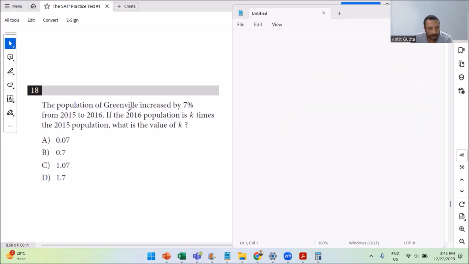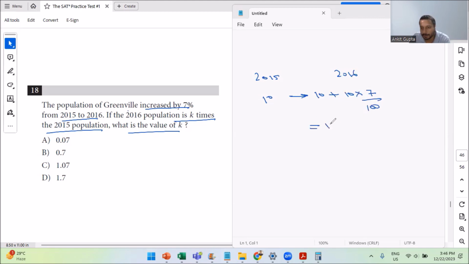The population of Greenville increased by 7% from 2015 to 2016. If in 2016 the population is k times the 2015 population, what is the value of k? So let's say in 2015, the population was 10 and it increased by 7%. So in 2016, it became 10 plus 10 multiplied by 7%. If we take 10 common here, this will become 10 multiplied by (1 plus 0.07), or 10 multiplied by 1.07. That means it is getting multiplied by 1.07, which is the value of k. So the answer will be option C.